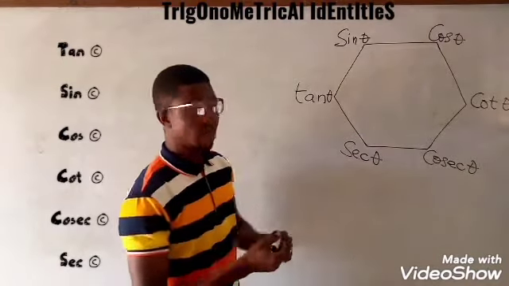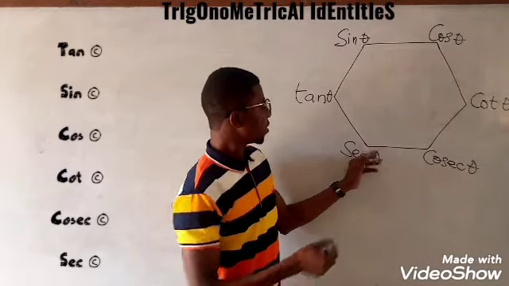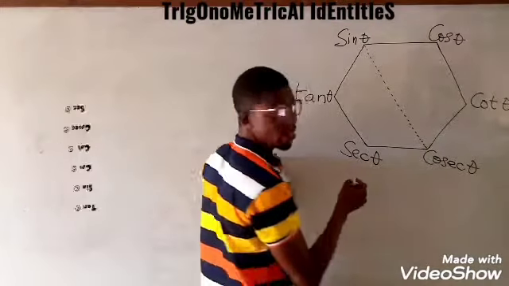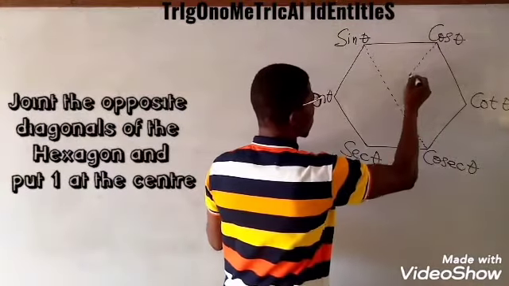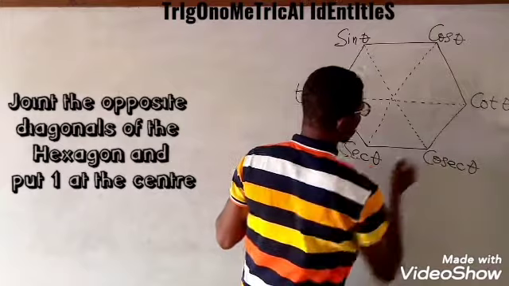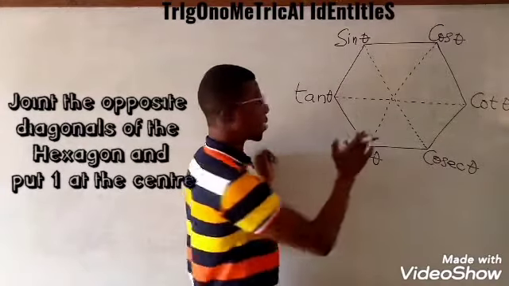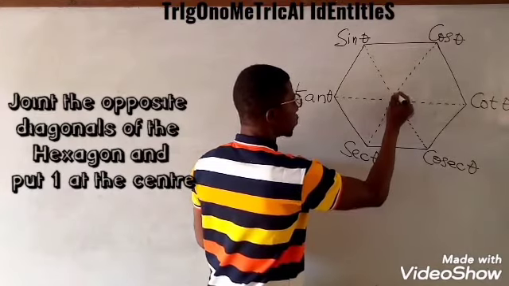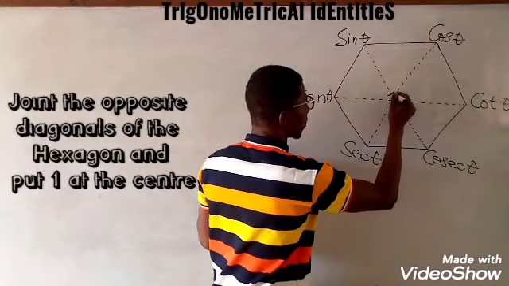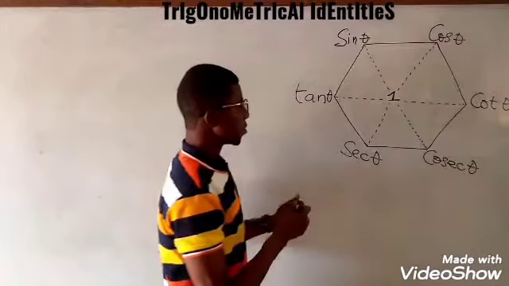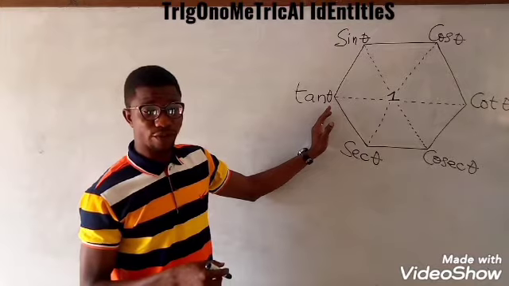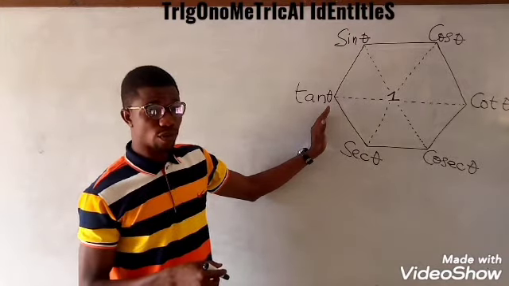So what we do next is that we put in a line along the internal diagonals this way. And we also have this one. Then after that, the middle part of the hexagon, we clean and put the number 1 there. So we use this hexagon to derive a lot of formulas in trigonometry, or knowing the trigonometrical identities. This is what we're going to do.